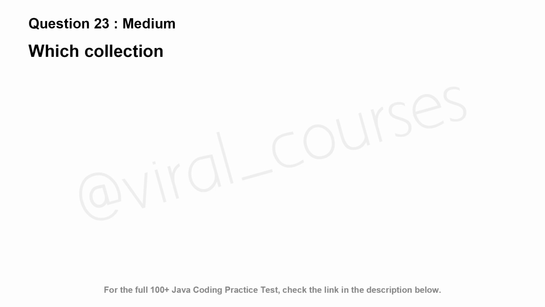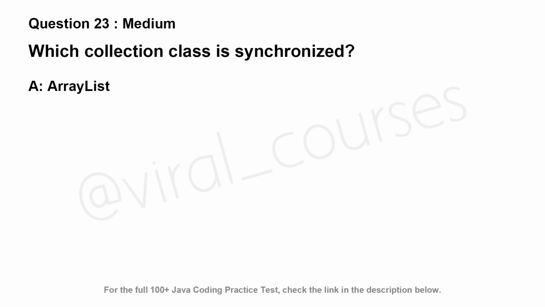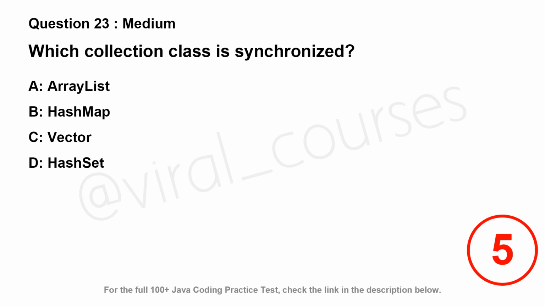Which collection class is synchronized? Option A, ArrayList. Option B, HashMap. Option C, Vector. Option D, HashSet.